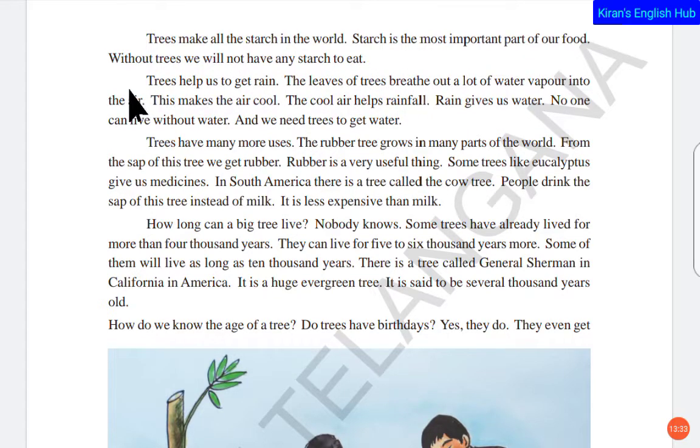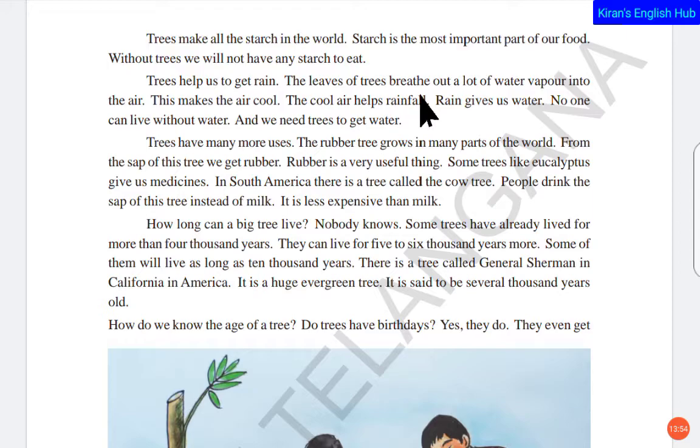Yes, that is true. Next, trees help us to get rain. So another important thing is, trees are also helping us to get rain. They are not only giving us the food, they are not only taking the toxic carbon dioxide inside them, and they are not only giving the oxygen. What else are they doing? They are also helping us to get rain.